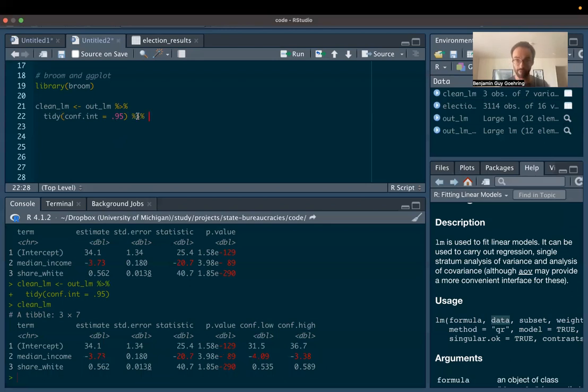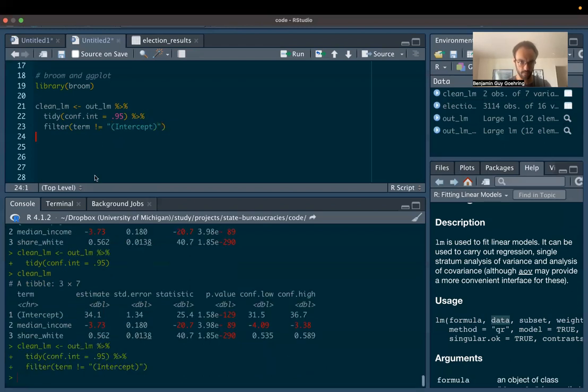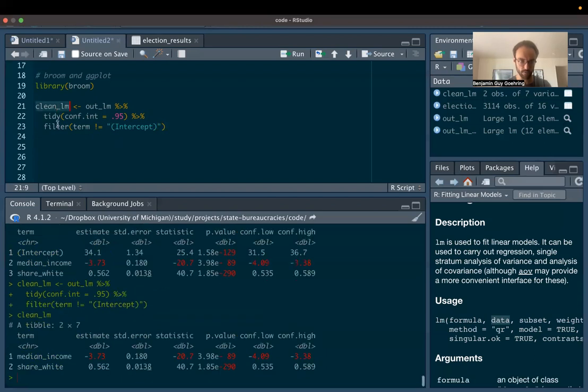When we want to filter out a row, we're going to use filter. And I'm going to say term does not equal intercept. All right, so now I just have 2 rows. Okay, so now let's plot this.